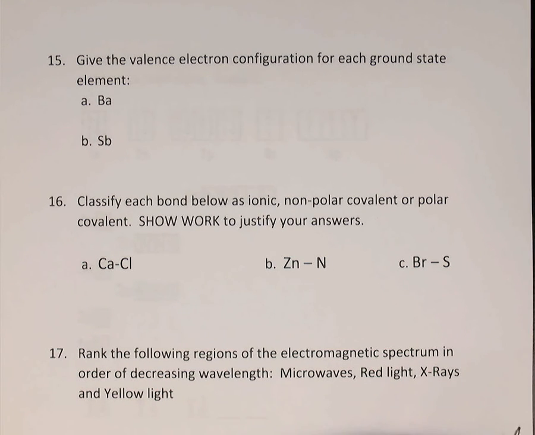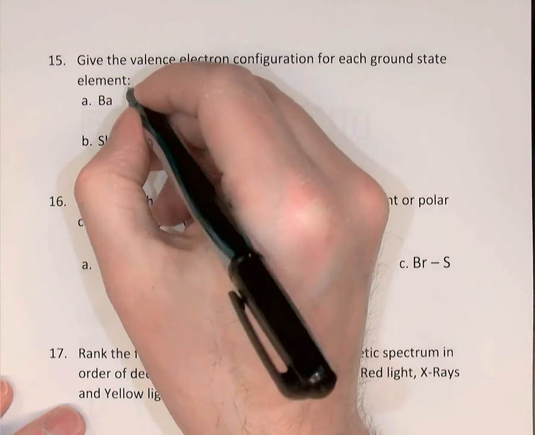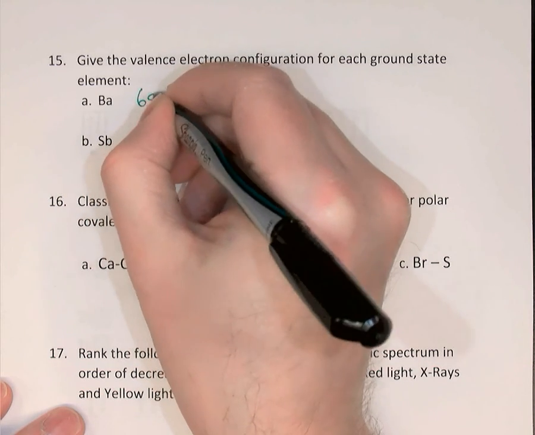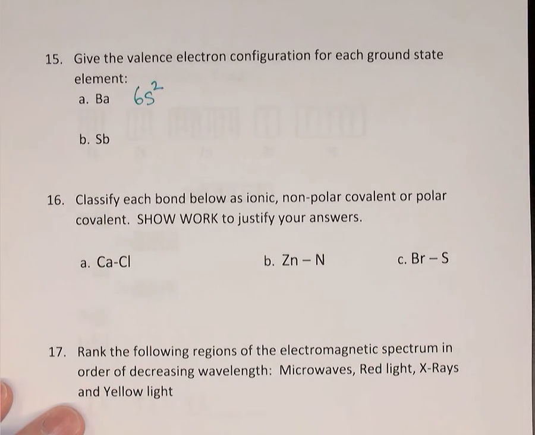So for barium, 1s2, 2s2, 2p6, etc., it's going to end in 6s2. So the only part that's in level 6 is 6s2. Therefore, that's its valence configuration. I'm ignoring everything except what's in the valence level.